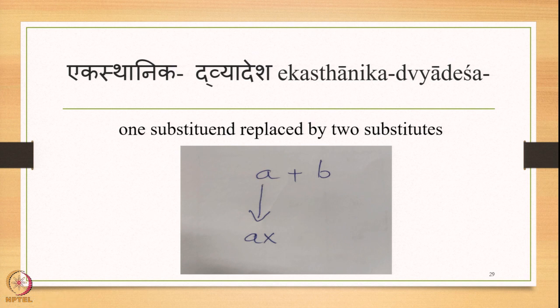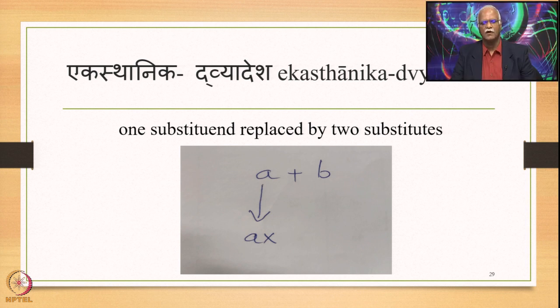Ekasthanika dvyadesha, this is very peculiar, where we have one substituent A which is replaced by two, A and X. So we have A plus B as the input. In the environment of B, A is replaced by not just A but AX. There are two substitutes which replace the substituent, and therefore this is ekasthanika dvyadesha. And we shall see examples of this. This particular ekasthanika dvyadesha has examples in the form of augments being added. And the Paninian grammatical tradition believes that augments can also be looked at as substitutes.